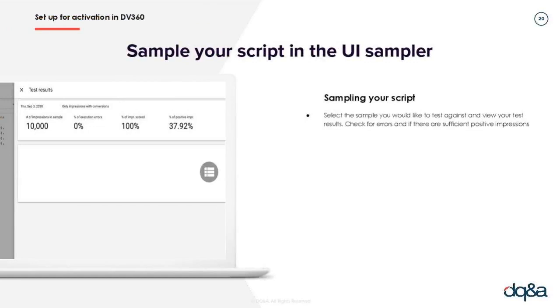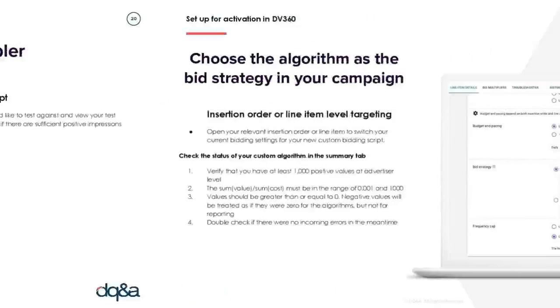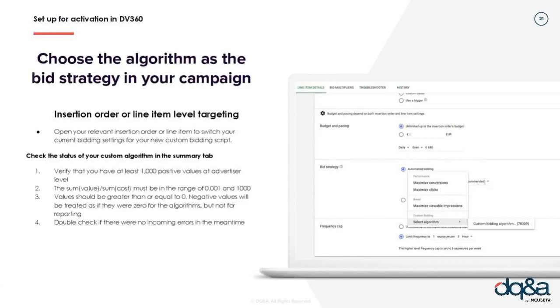Then you're going to sample your script. What this means is basically you're checking for errors and checking if, based on historic performance of Floodlights that have already existed in the past, there are sufficient positive impressions. If this is all good, let's assume everything's fine, you then go into the either insertion order or line item level targeting and switch your current bidding settings for your new custom bidding script.